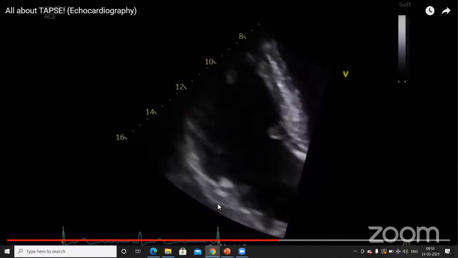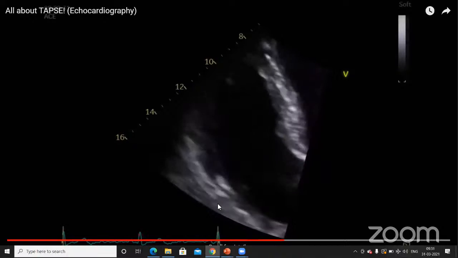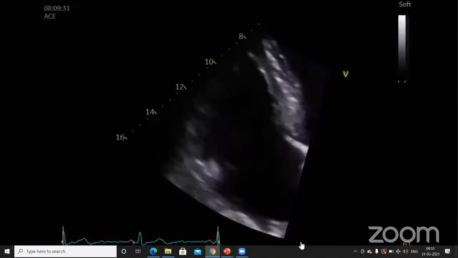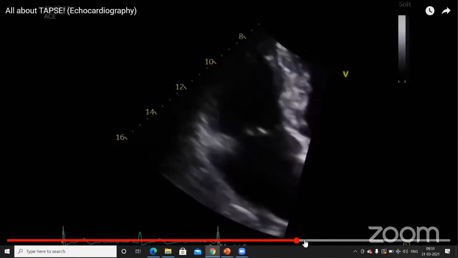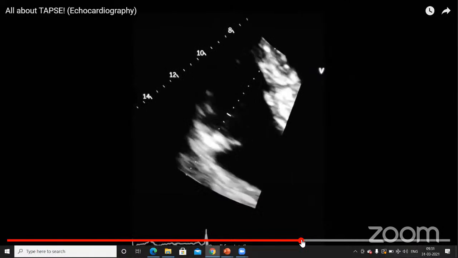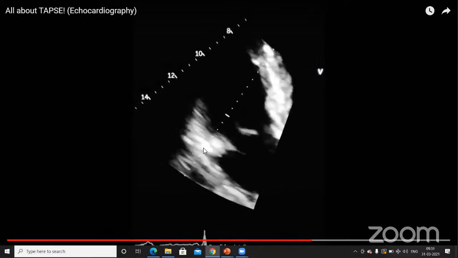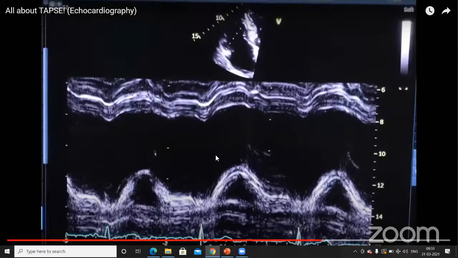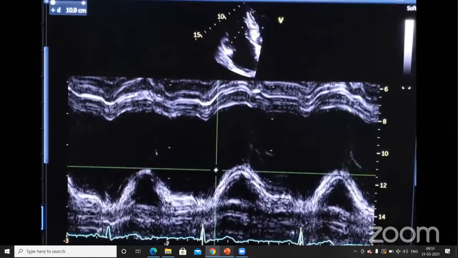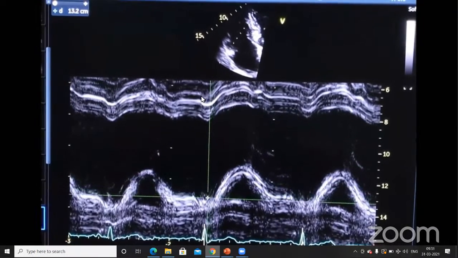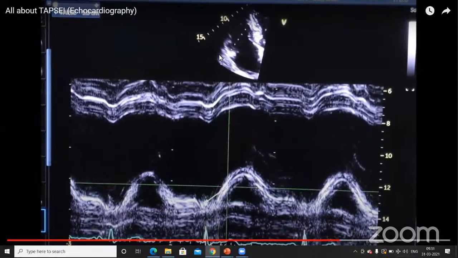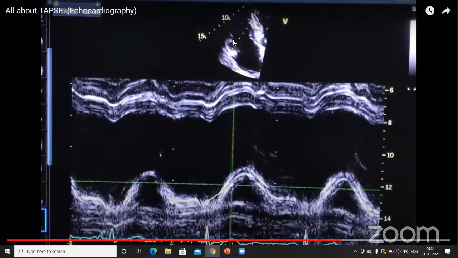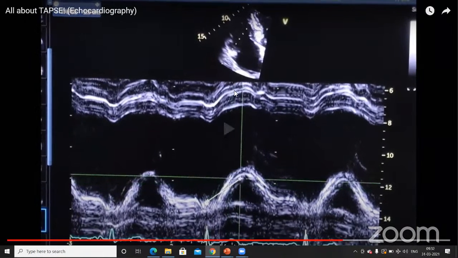Someone is going to put their M mode on the lateral part of the tricuspid valve, that is the RV free wall. Okay, so this is what you will get when you put the M mode on the RV free wall, or at the beginning of the tricuspid valve on the side.